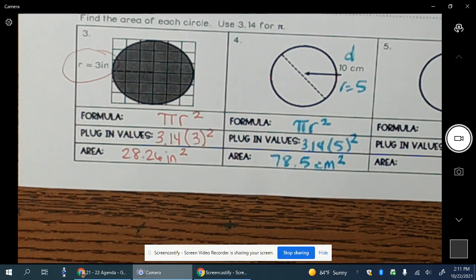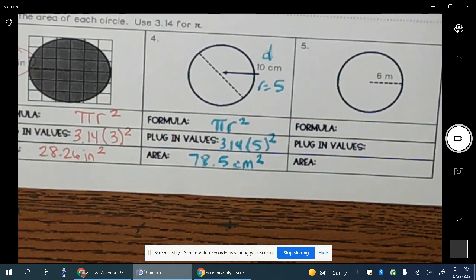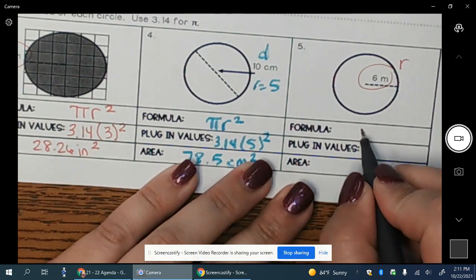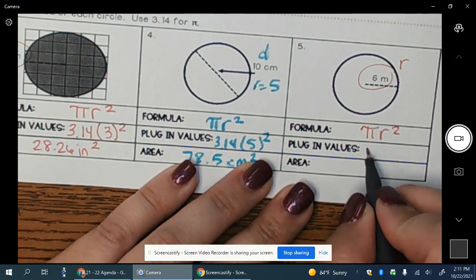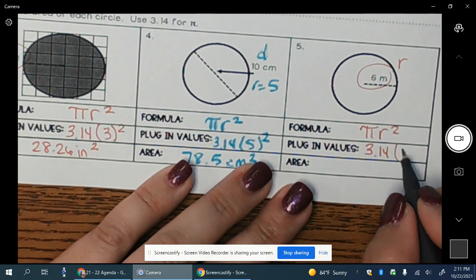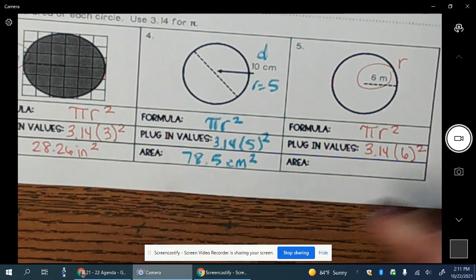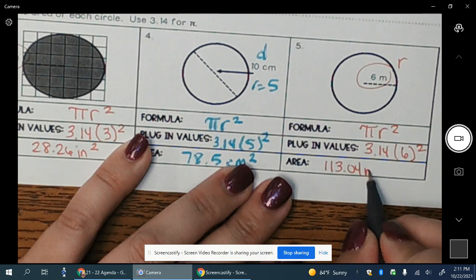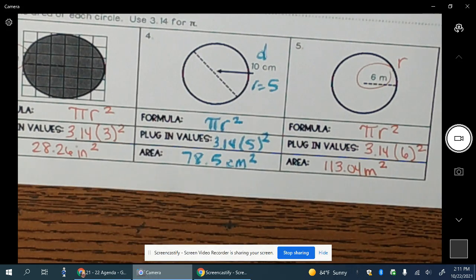Okay. Last one, did they give me radius or diameter? Radius. Pi r squared. 3.14 times 6 squared. So 3.14 times 36. Almost. Meters squared. Good. So we always have to write meters over the meters, because it's area.